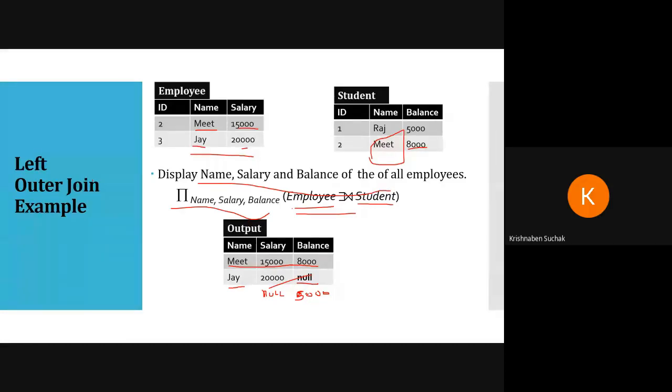Good. Hemali. Okay, Manthan. Yes, ma'am. Manthan, unmute yourself. Okay. Manthan, what is there in outer join? Explain outer join.